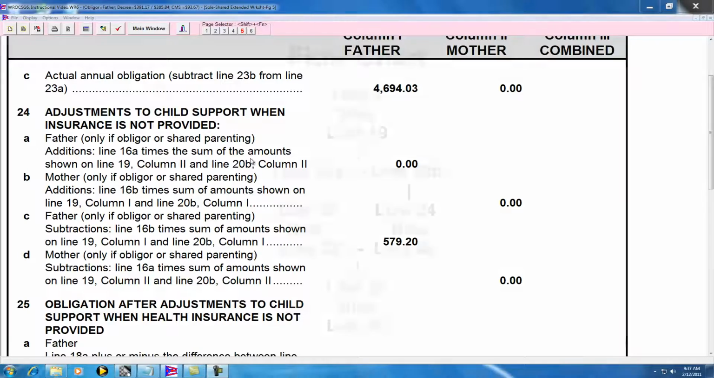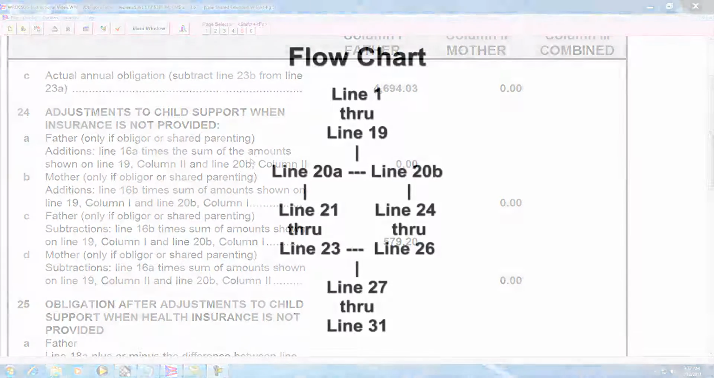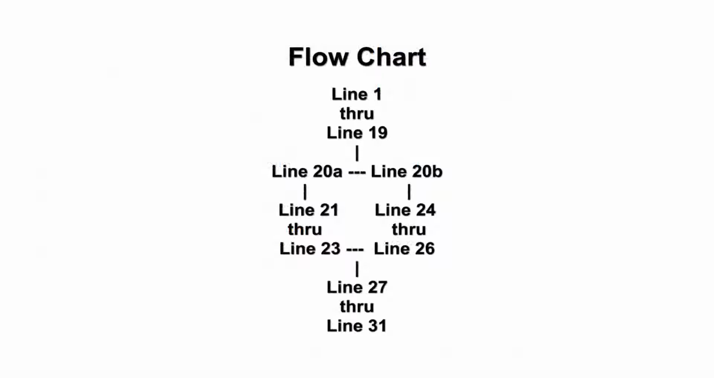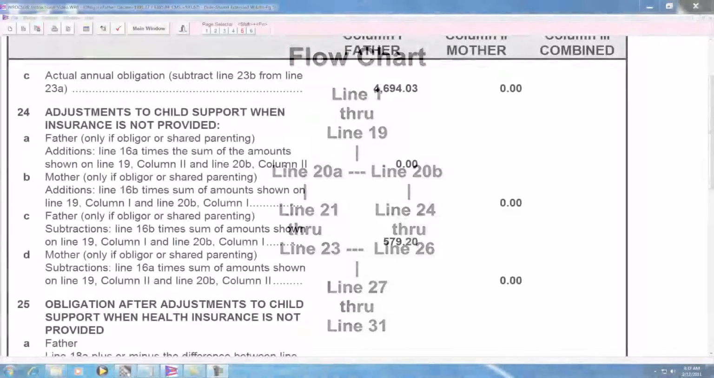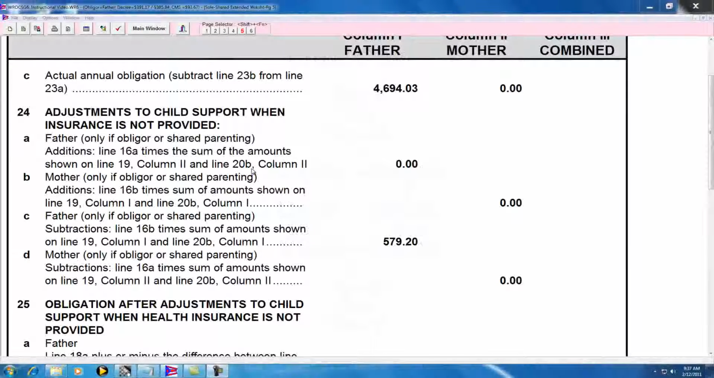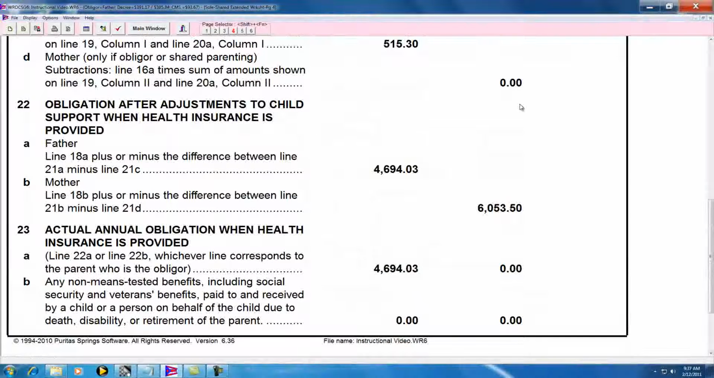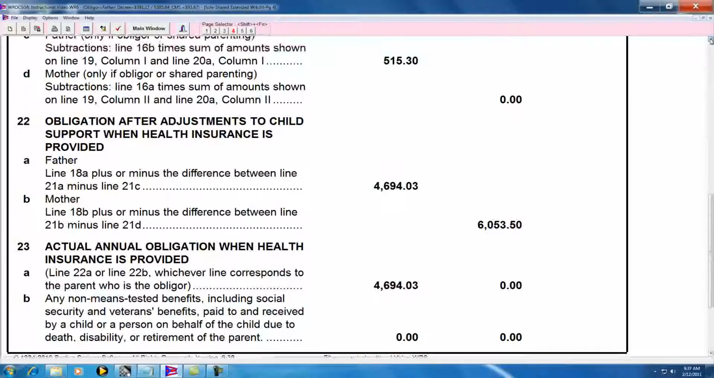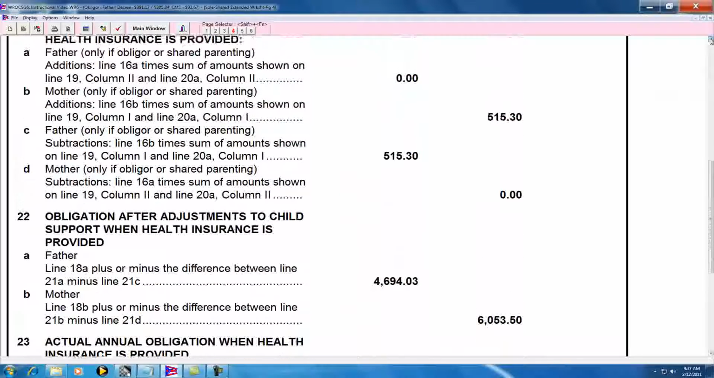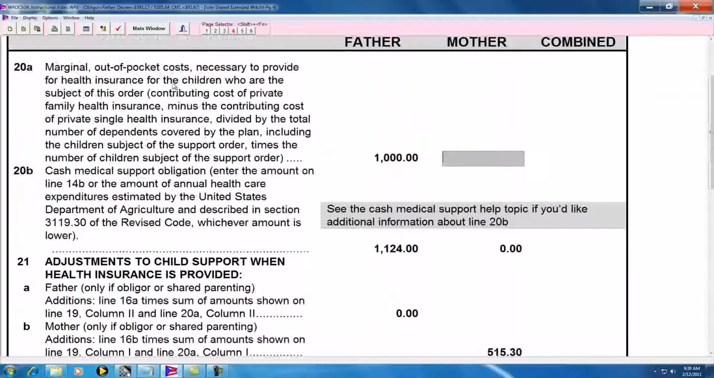It's probably easier to understand the design flow of the worksheet in a diagram like this one rather than listening to it talked about. You see that a split occurs at line 20. Line 20A is for situations where there is health insurance for the children. Line 20B is the beginning of the calculation when there is no health insurance. Just to refresh your memory, I'll page back to line 21. Most everything I said about lines 21 through 23 applies to lines 24 through 26.